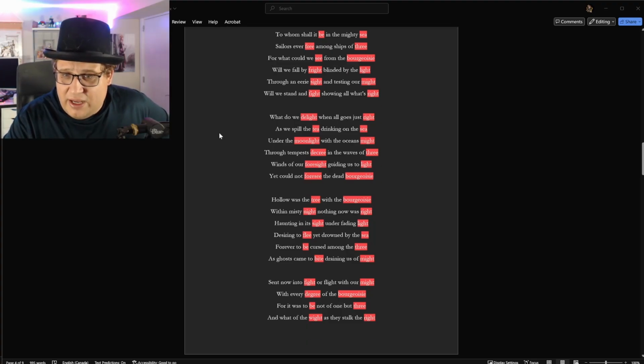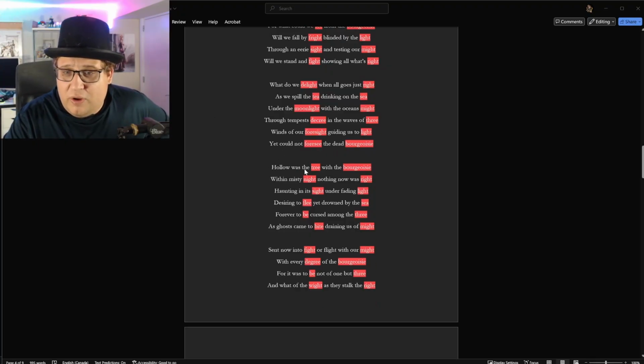Through tempest decree and the waves of three, winds of our foresight guiding us to light, yet could not foresee the dead bourgeoisie. Hollow was the tree with the bourgeoisie. Within misty night, nothing now was right. Haunting in its sight under fading light, desiring to flee, yet drowned by the sea, forever to be cursed among the three.